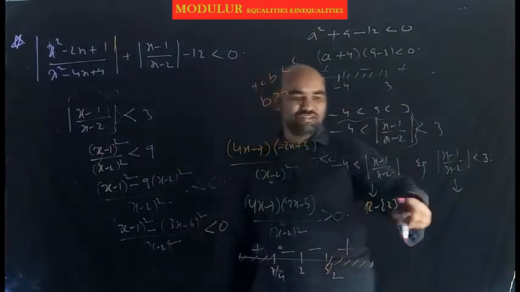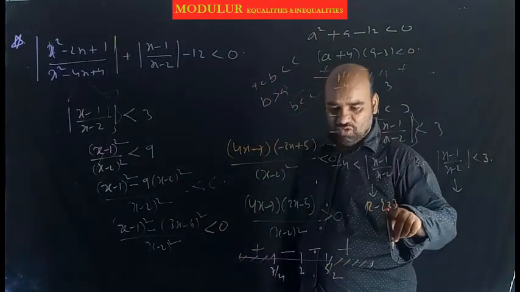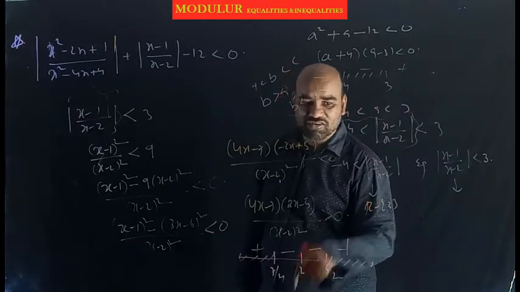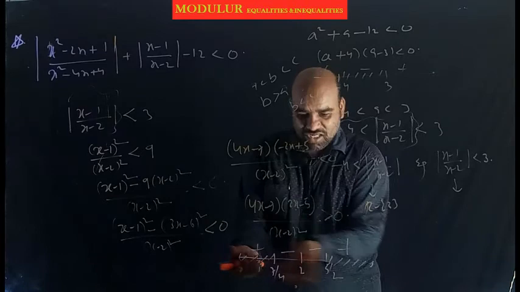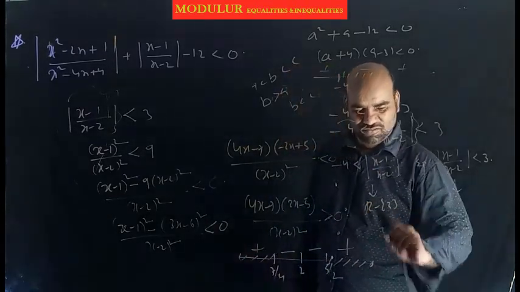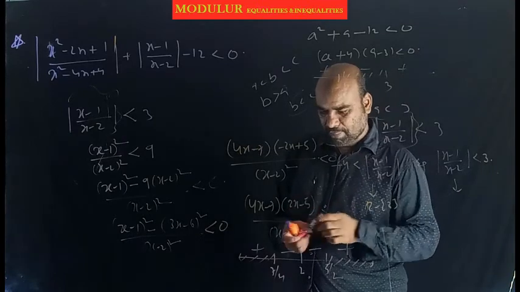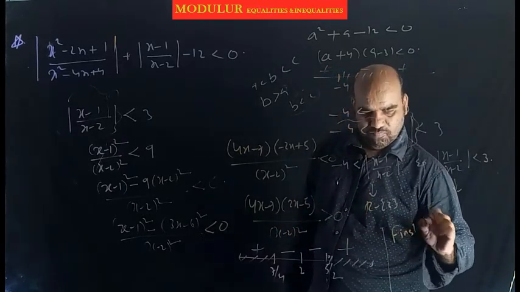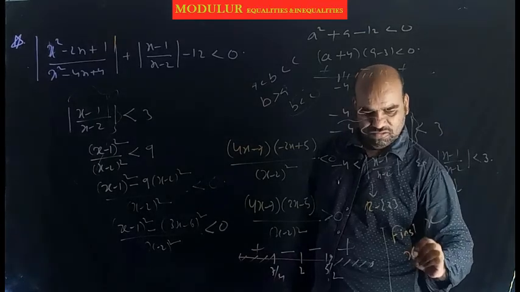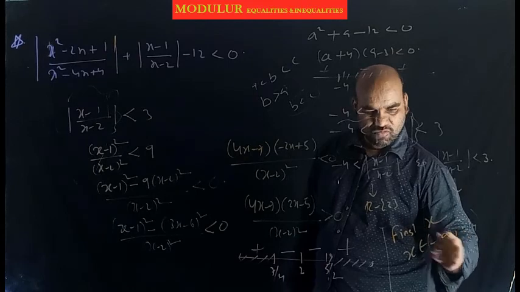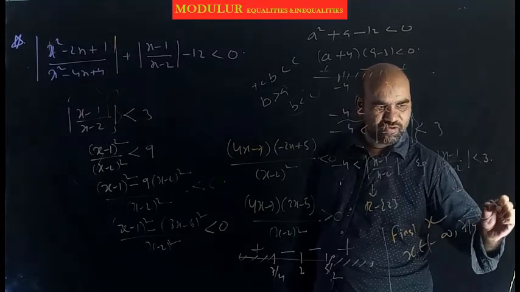Already here you have R minus {2}, and the intersection of these two you want. R minus {2} is somewhere here. Their intersection is nothing but the shaded region. Okay, final x: minus infinity to 7 by 4 open, union 5 by 2 open to infinity.